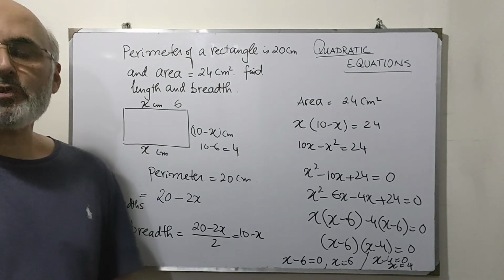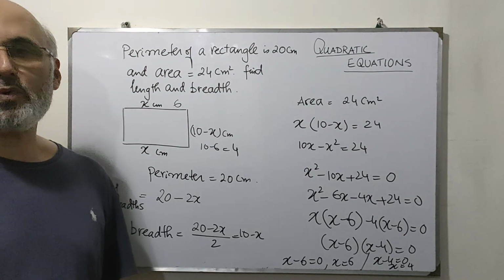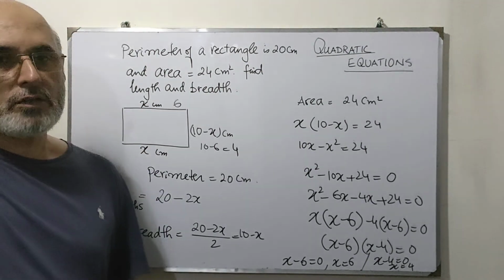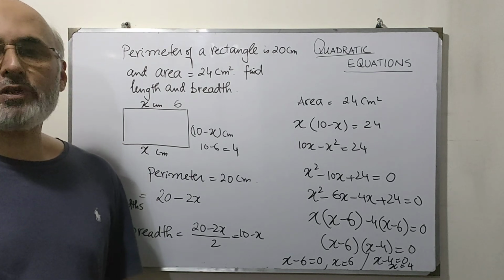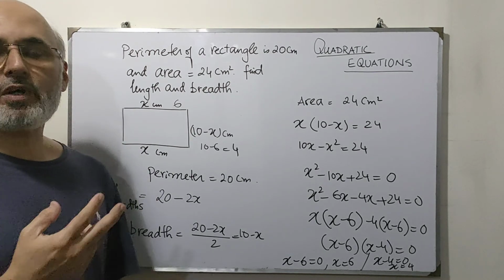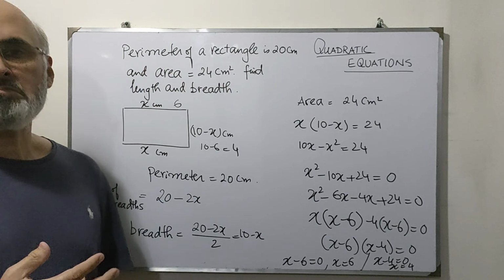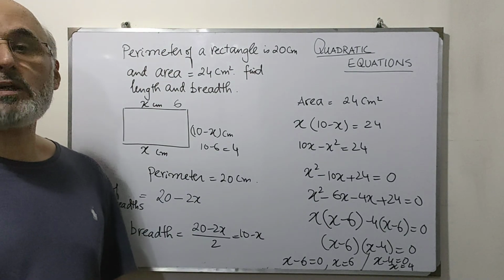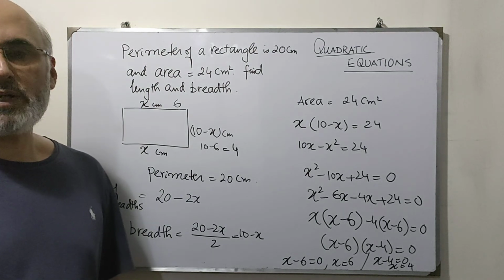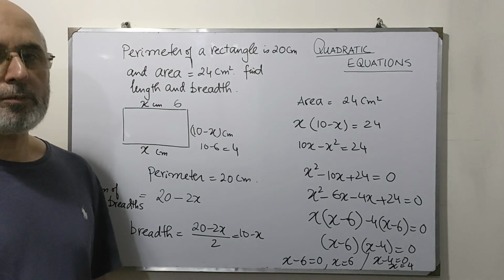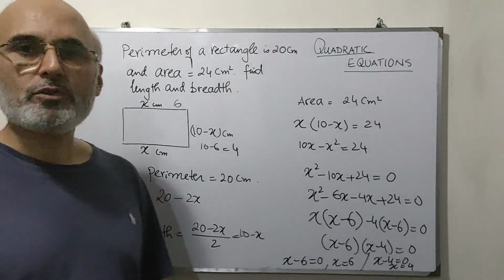So hope you got an idea of what quadratic equations are and how we solve them. And when we are solving them, we are actually getting two values for our variable. And depending on the condition, sometimes both values are valid, sometimes only one value is valid. So hope you got the idea.